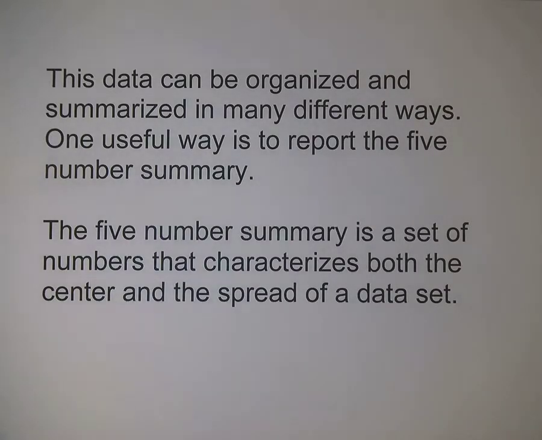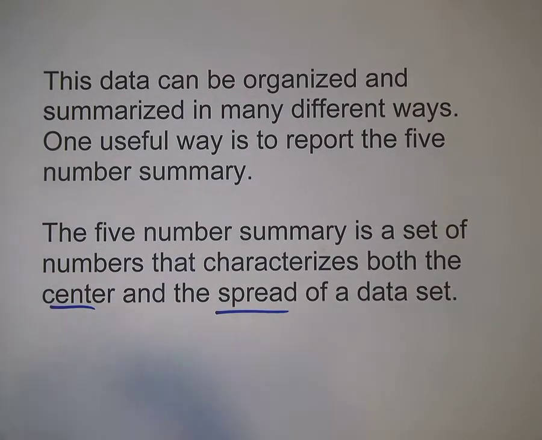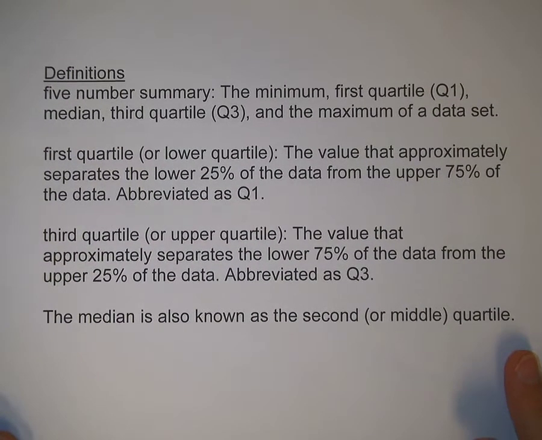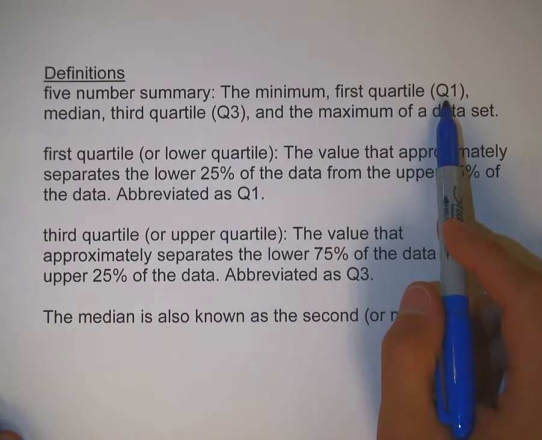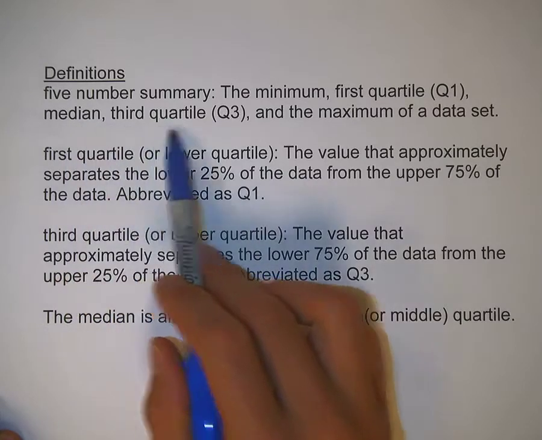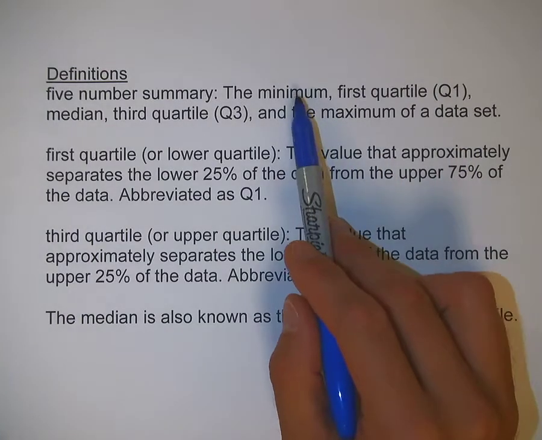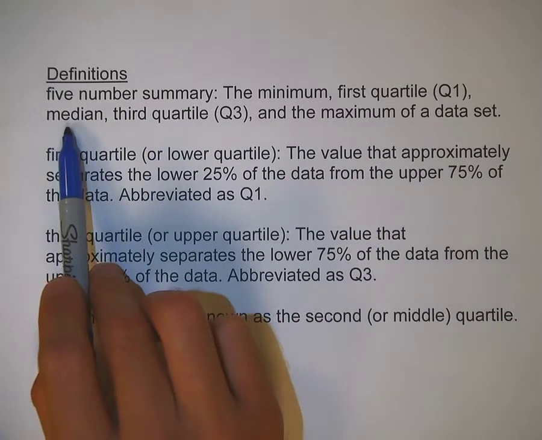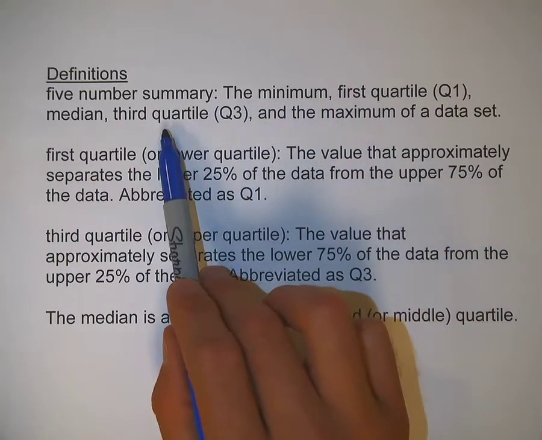The 5-number summary is a set of numbers that characterizes both the center and the spread of a data set. So it's a pretty useful group of numbers. The 5 numbers consist of the minimum, the first quartile, or Q1, the median, the third quartile, or Q3, and the maximum of the data set. We should be familiar with the minimum, just the smallest value, the maximum, the largest value, and the median is the middle number, or the average of the 2 middle numbers. Now the only thing we maybe don't know is the first quartile and the third quartile.